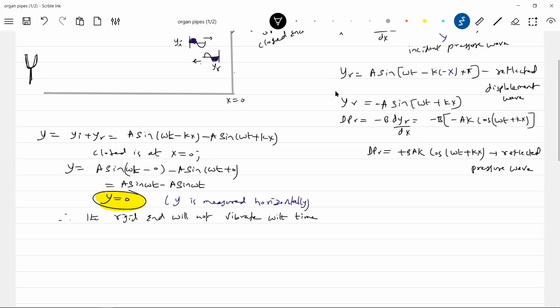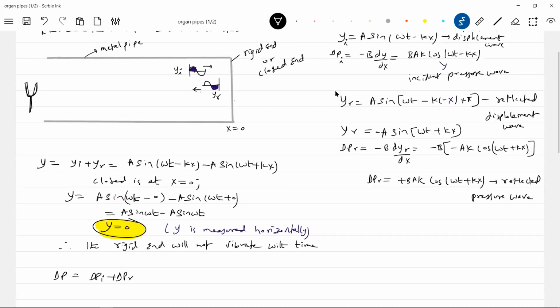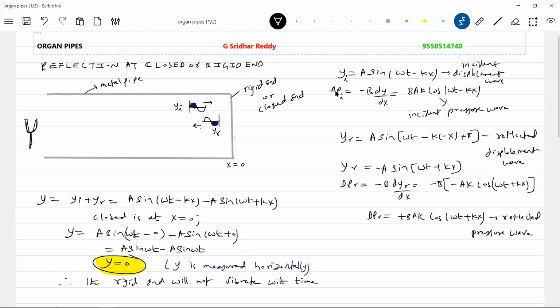Let's talk about the pressure wave. So delta P equal to delta Pi plus delta Pr. Similarly, don't think that when you talk separately you are generating a displacement wave and a pressure wave. No, the wave will propagate. As the wave propagates, the layers will vibrate. The vibration of layers as a function of position and time is the displacement wave. The pressure of the medium varies, that is a pressure wave. The density of the medium varies; to express that, the density will come.